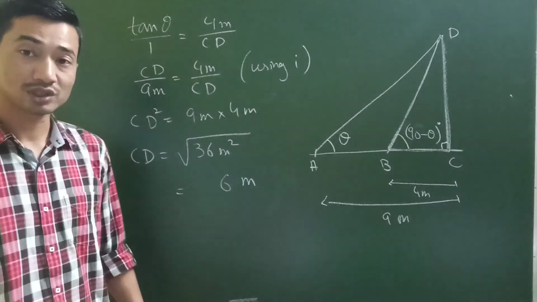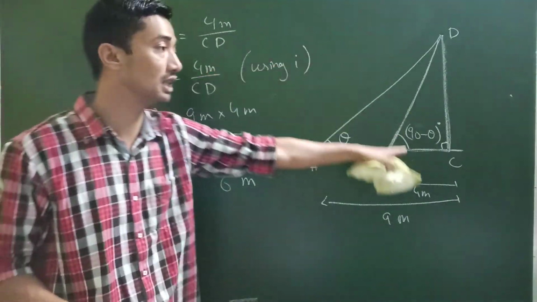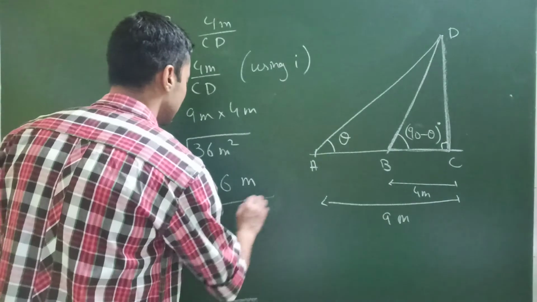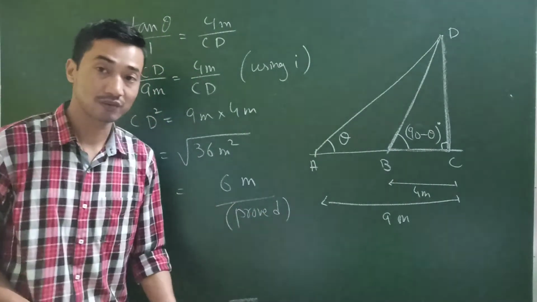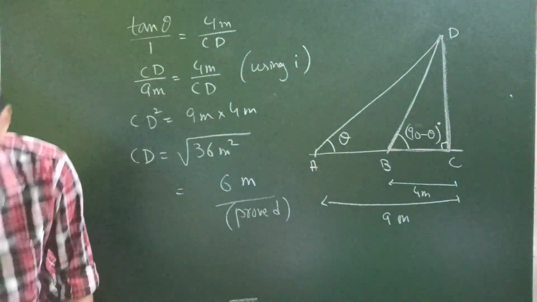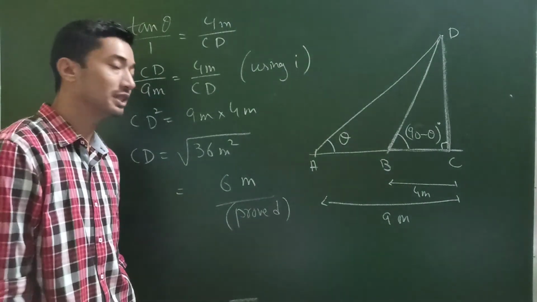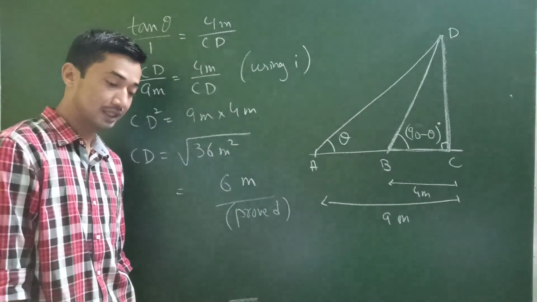So I think that was what we were supposed to prove. We were supposed to prove that CD was 6 meters. So that's it. That's our proof. So these questions are not difficult at all. If we just do it with a little bit of patience, it is always easy. But of course, don't forget to practice.